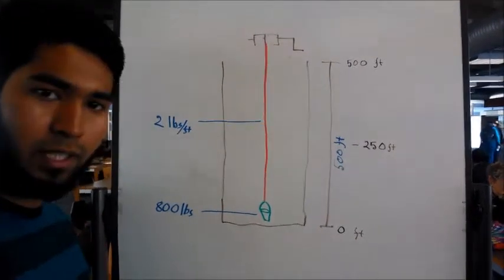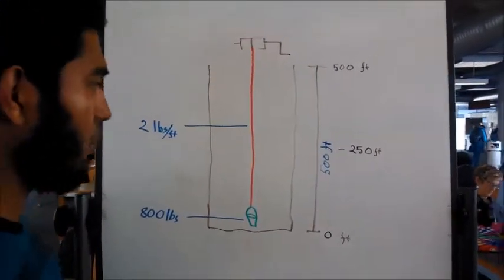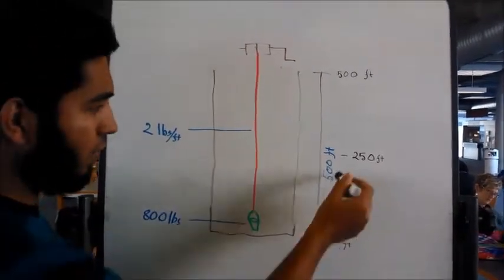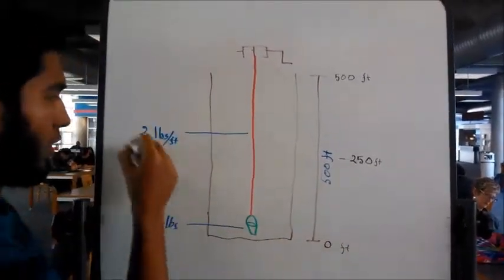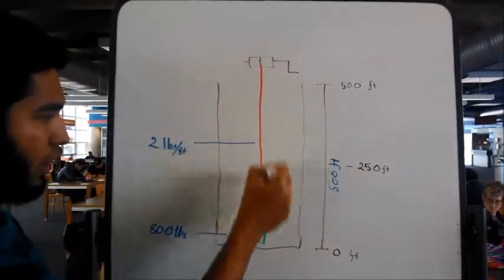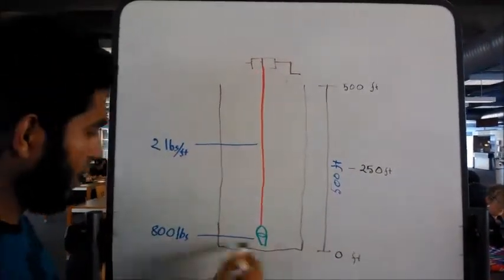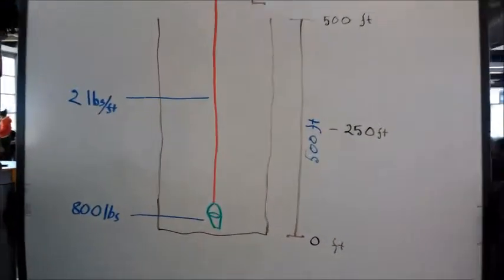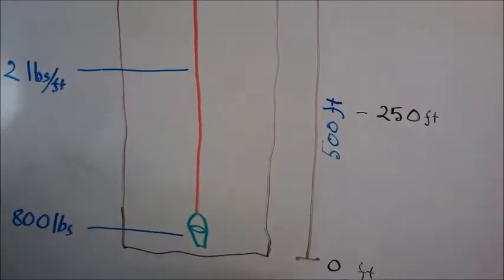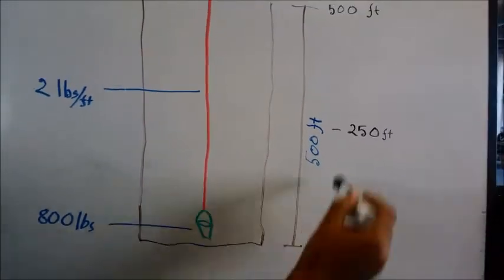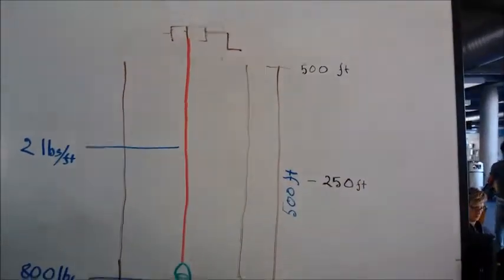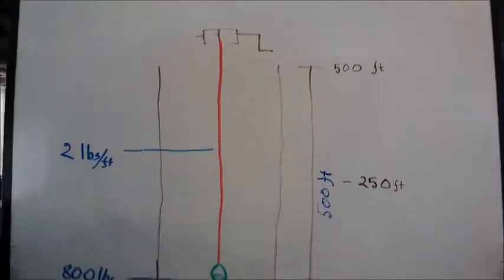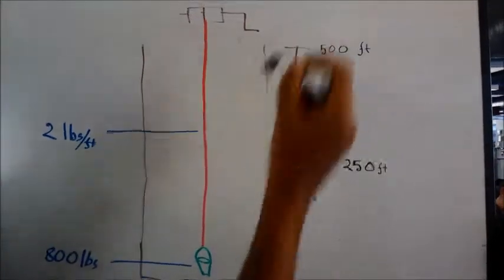So we're going to be doing problem number 2. In our problem, it says the total length of the wine well is 500 feet, and the cable weighs 2 pounds per foot, and the bucket weighs 800 pounds. So we have to determine how much work is needed to pull the bucket from 0 to 250 in A, and from 250 to 500 in B, and also in C from 0 to 500.